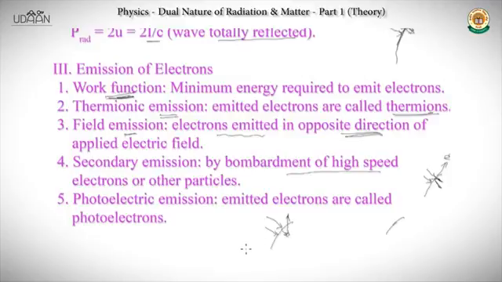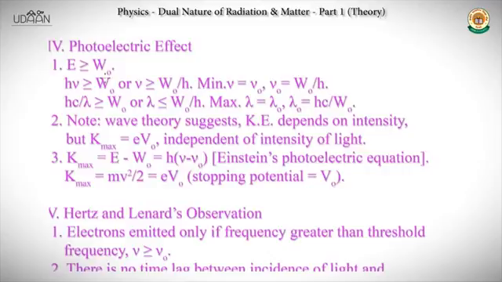And finally we have the one which we'll be discussing most in this chapter. The most famous one, the photoelectric emission. We are going to discuss this in detail later. It's caused by incident light on a surface, and it emits electrons known as photoelectrons. So let's move on to the next page. The fourth part, the photoelectric effect. As I was saying earlier, I'm going to discuss the photoelectric effect in detail here.